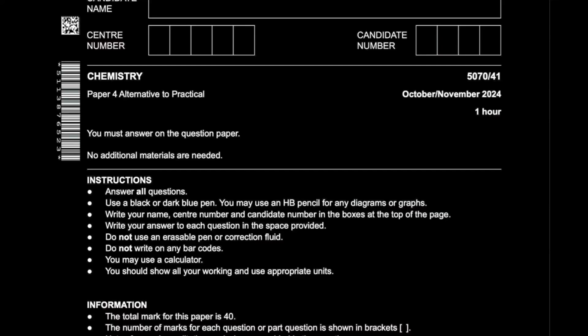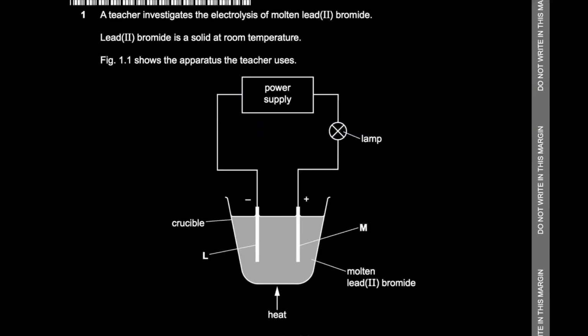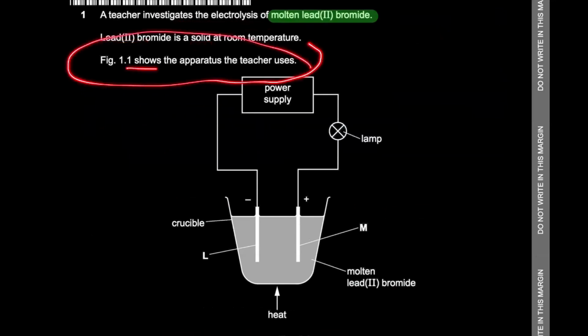Today we're going to do October-November 2024, paper 41. That's paper 4, alternative to practical, variant 1. A teacher investigates the electrolysis of molten lead(II) bromide. Lead(II) bromide is a solid at room temperature, right? It's an ionic compound. Figure 1.1 shows the apparatus that the teacher uses.